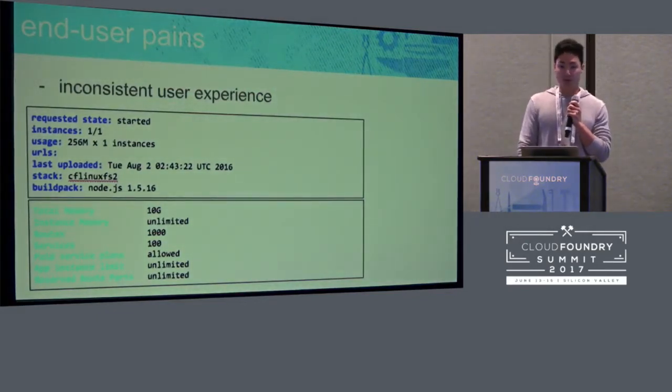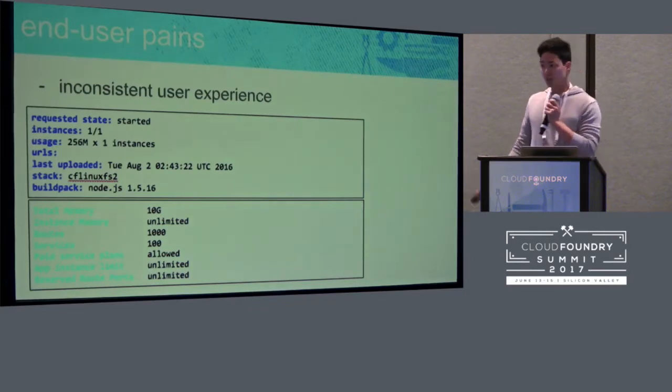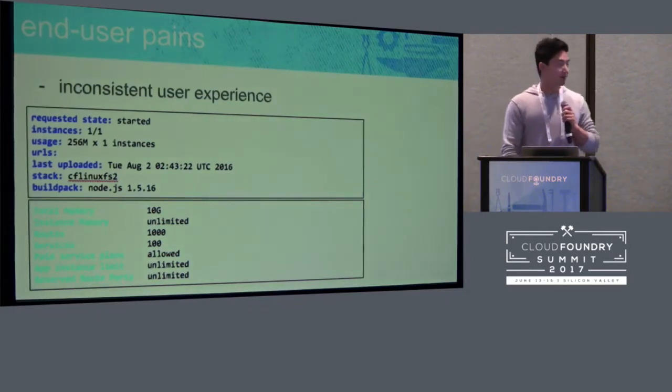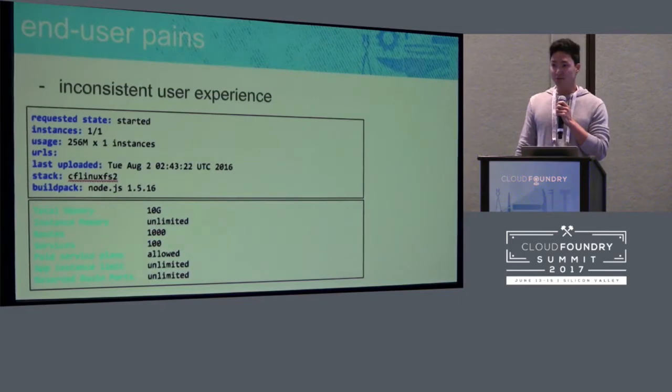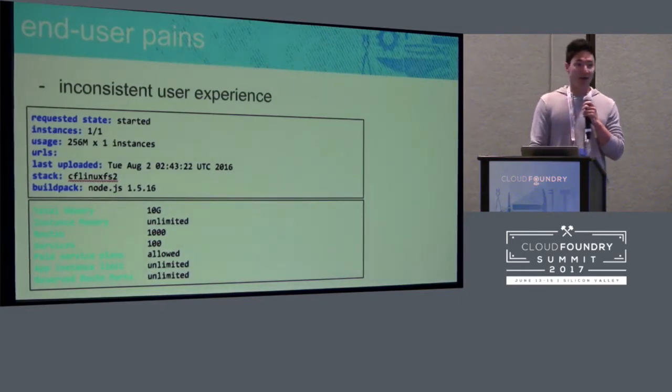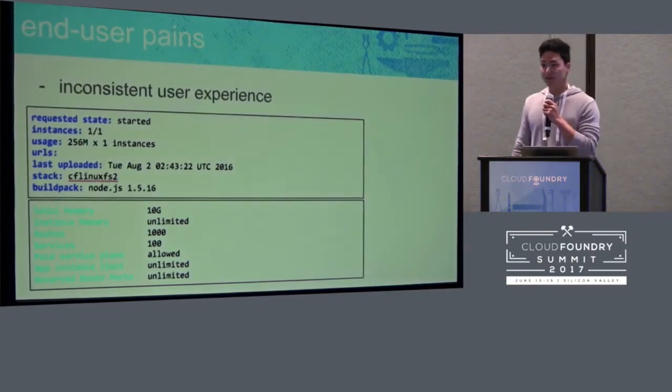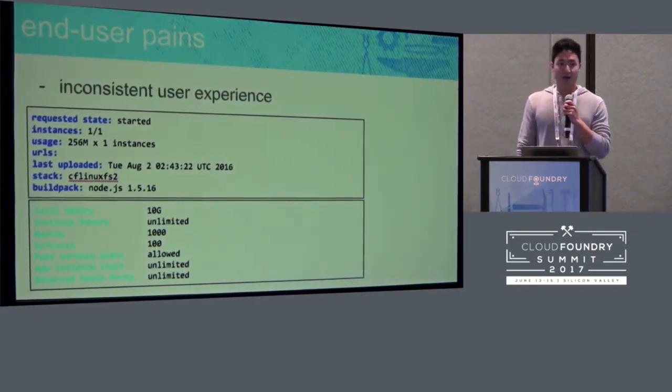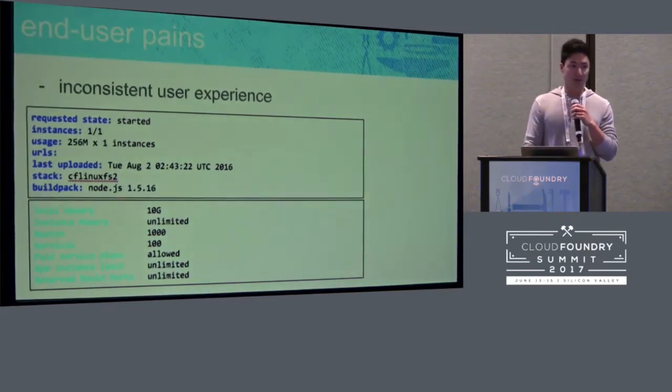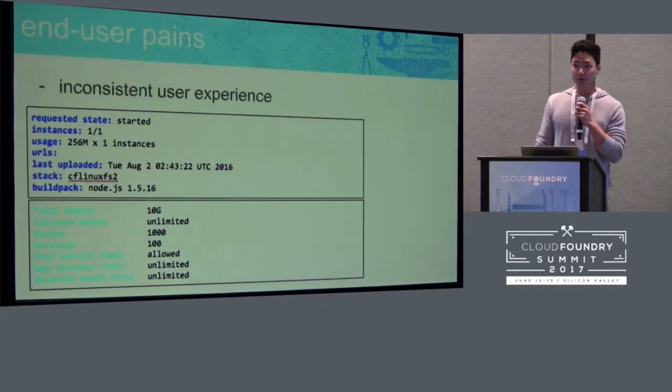One of the things that came up pretty frequently was that the end user experience was very inconsistent. Depending on what command you run in the CLI, you might get very drastically different formatted output. For example, the colors could be different, your case sensitivity, the space padding. And this makes it difficult to script against the CLI. Also, it makes it a lot less intuitive for end users to interpret the information that's being displayed back to you.